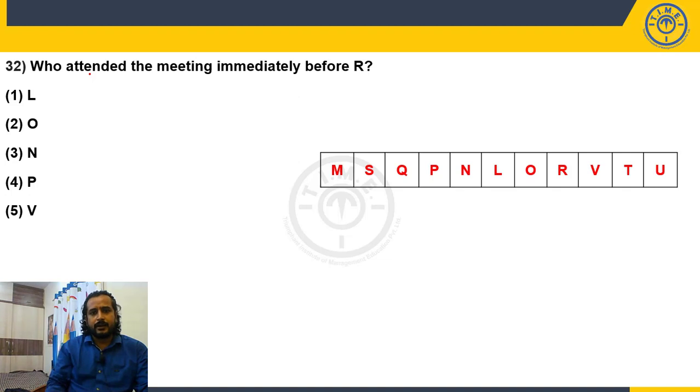Who attended the meeting immediately before O? Immediately before. In a hurry, don't commit a mistake by taking after. Immediately before O. So O is here, immediately before O. O. Choice 2.